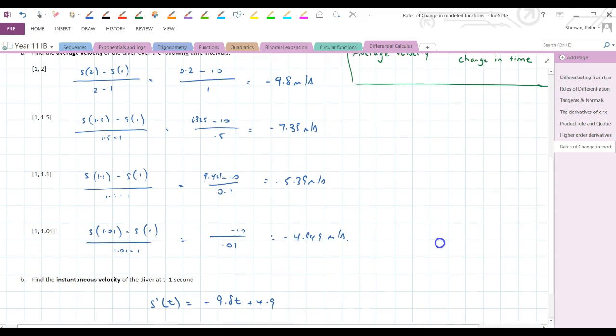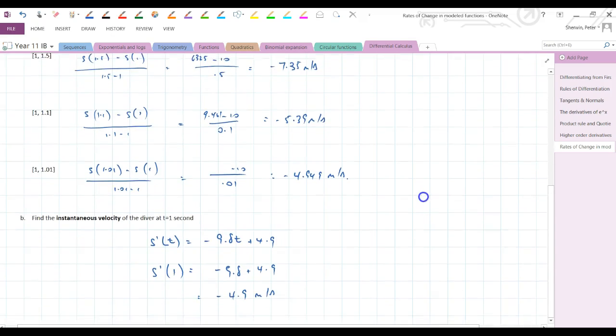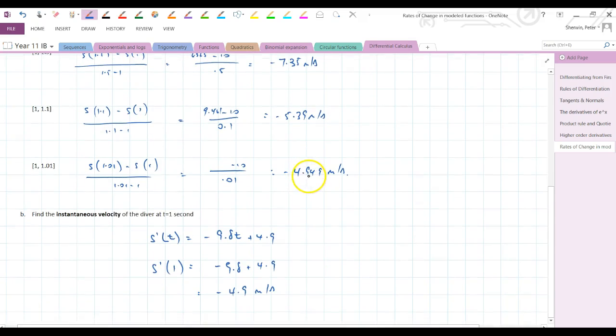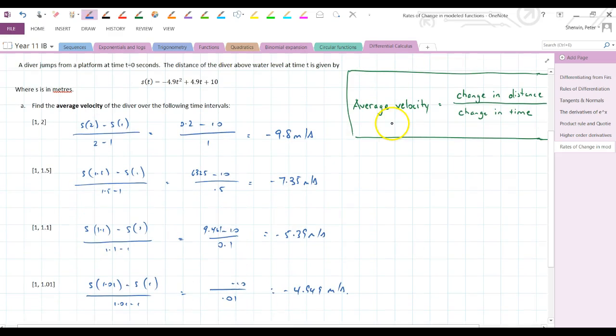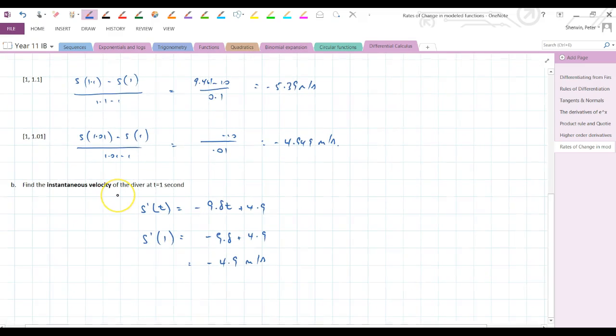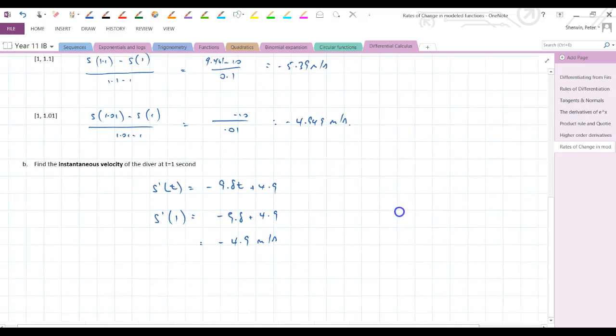Let's see what we got here. We had an average rate of change over a 1 second interval. We narrowed it to half a second, to a tenth of a second, to a hundredth of a second, and we got closer and closer, didn't we? It's a bit like that process we went through with first principles, and we ended up at minus 4.9, the same as the instantaneous velocity. So we get minus 4.9 instantaneous velocity at t equals 1. So there's the process. Average velocity, change in distance over change in time. Instantaneous velocity, use the first derivative, substitute in, and away you go.